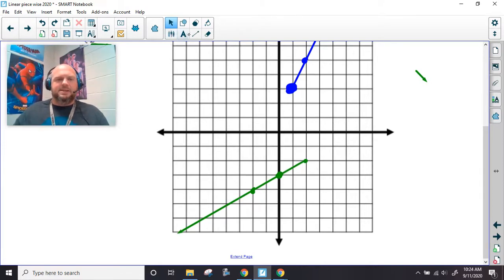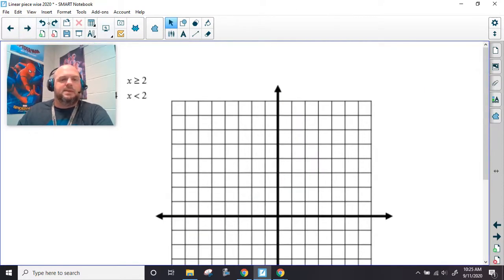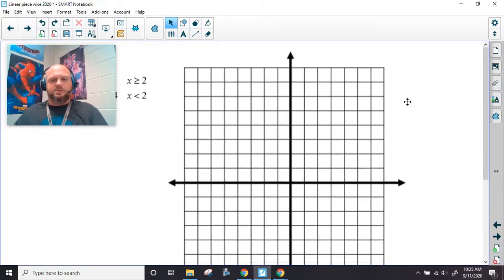But let's think about it. Remember, it's less than, so there's no closed circle. So I'm going to take this and go right here to 1 and make an open circle. Again, this would be my point of discontinuity because it would make it fail that rule. Okay. So we're going to trudge along.